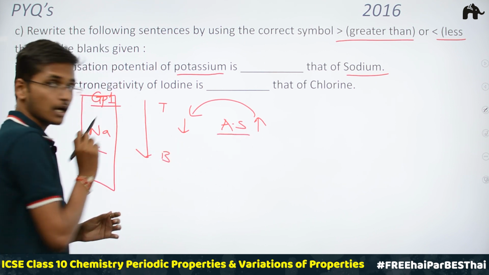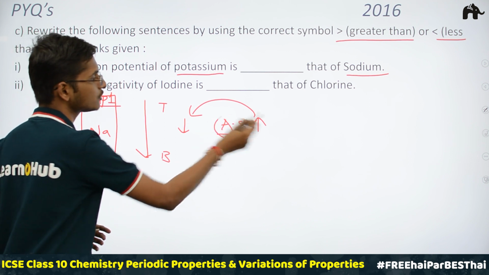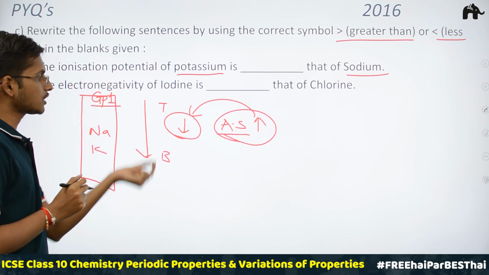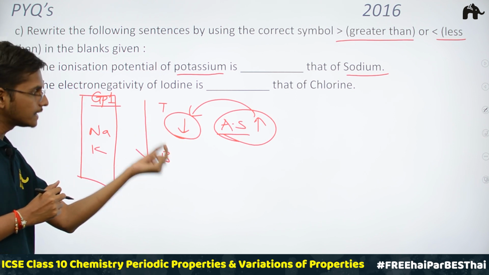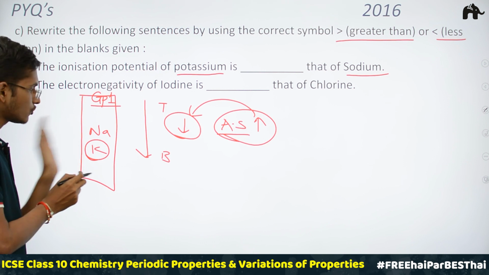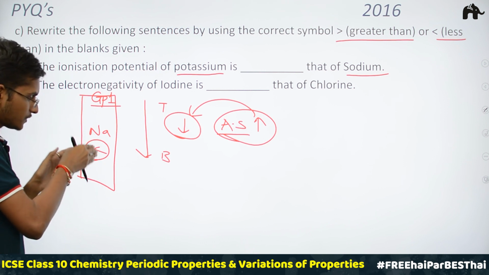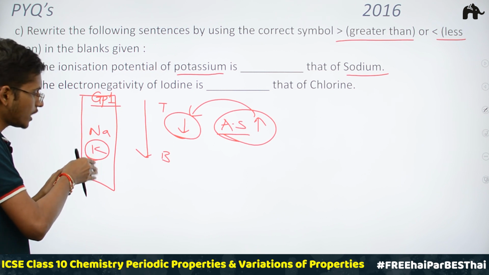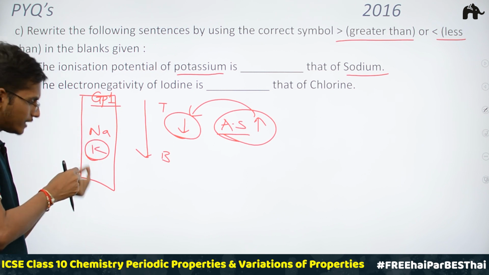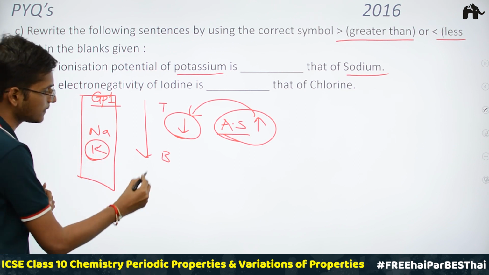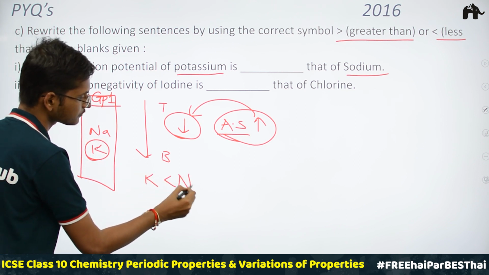So ionization energy will show the opposite trend to that of the atomic size, right? So opposite is decrease. From top to bottom when we move, ionization energy decreases. If it is decreasing, potassium would have less ionization energy than sodium, right? Then the next element to potassium, rubidium, would have less ionization energy than potassium, right? So in this way, potassium has less ionization energy than sodium.